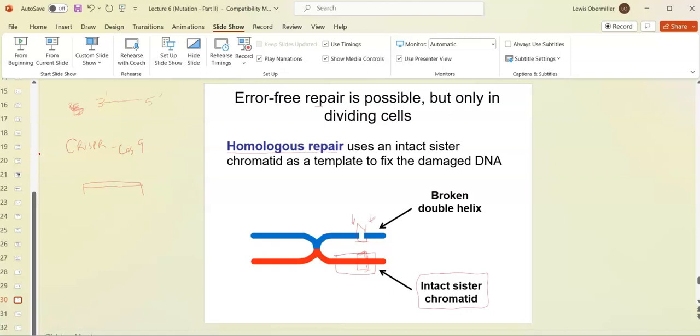I'm sorry, this isn't the coding strand. This is the non-coding strand, 3 prime to 5 prime, so the RNA is going to be 5 to 3. And let's say that you have a mutation. So normally this would be a G, but it's mutated into an A, right? And that mutation causes your RNA to be made, and then the proper protein product isn't made. So you want to repair that.